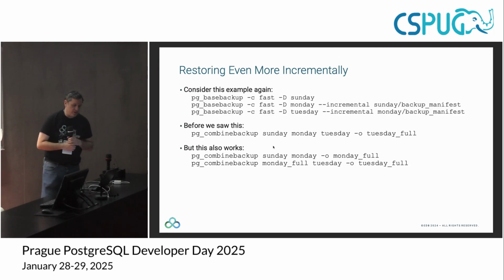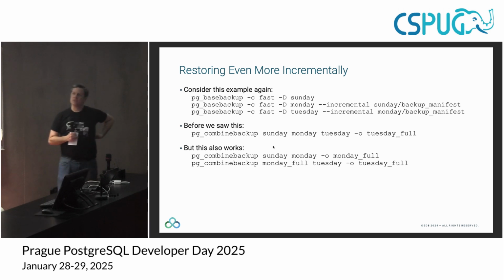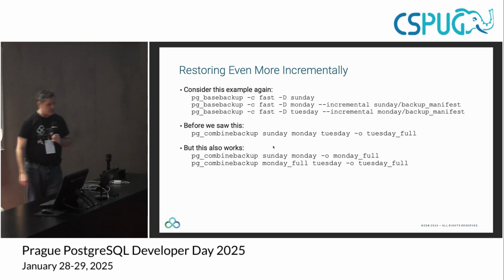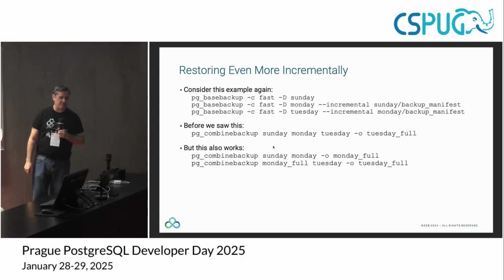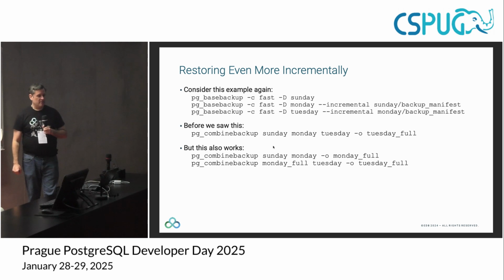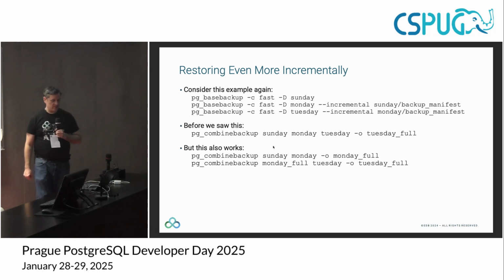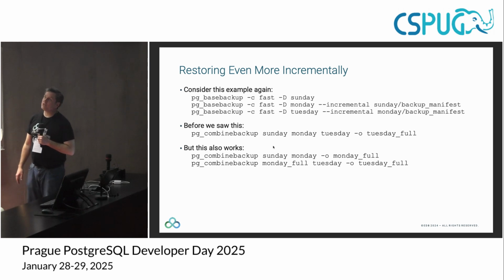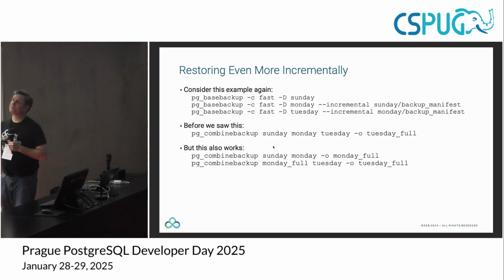Now, we could, if for some reason we wanted to, restore even more incrementally. So looking at our same example, what I did a couple slides back was to combine Sunday, Monday, Tuesday, and make a new data directory, Tuesday full. But I could also, if I wanted to for some reason, combine Sunday and Monday to produce a Monday full, and then combine Monday full with Tuesday to produce a Tuesday full.